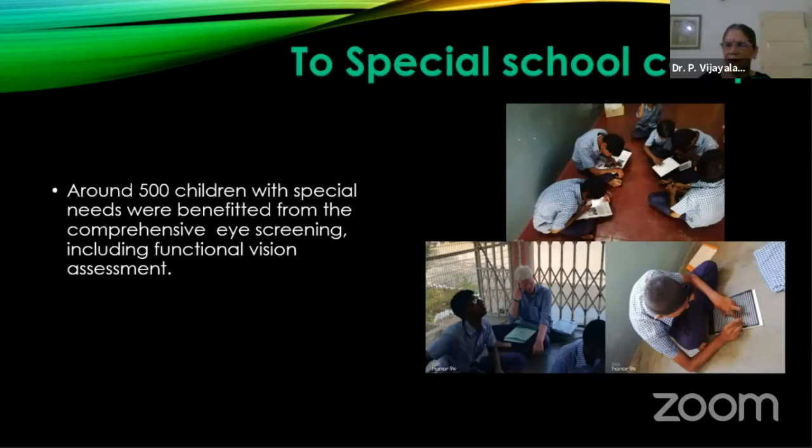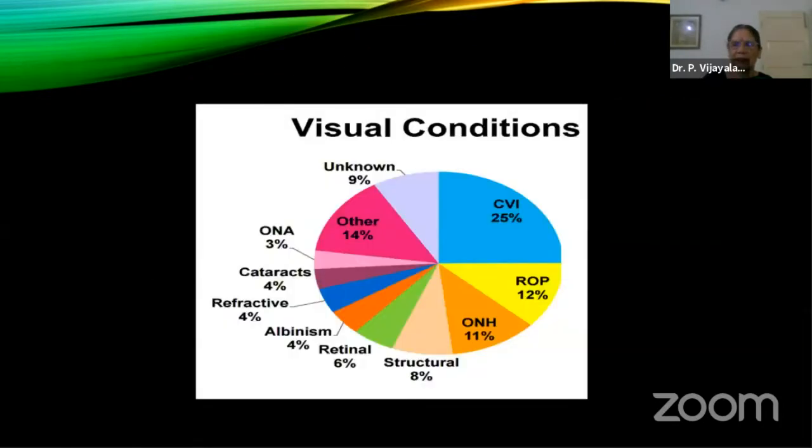We are not able to recognize this group of children where we can do a lot of things to improve their condition. Now, in the last few years, we have started screening children in schools, identifying special schools, identifying their specific problems and addressing them. Definitely that improves their quality of life.